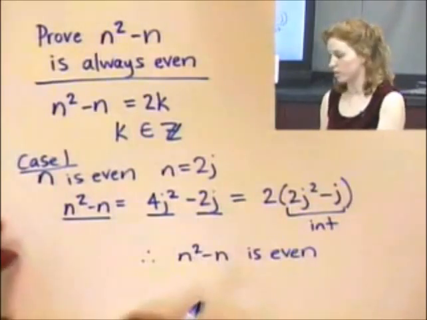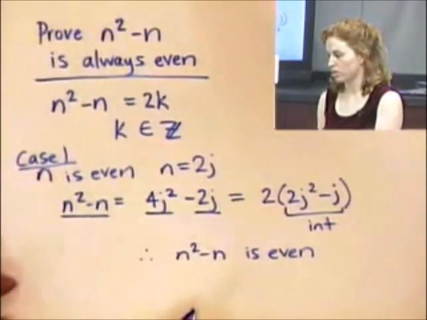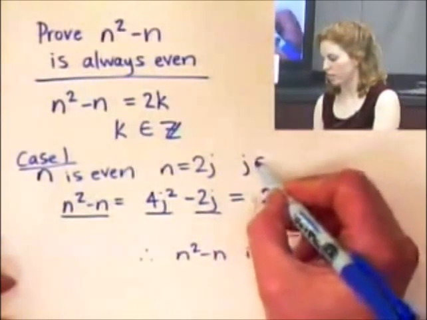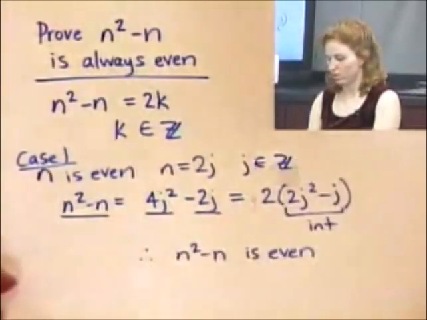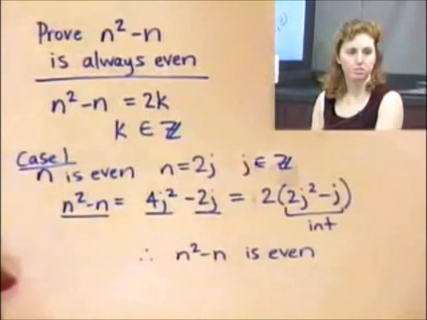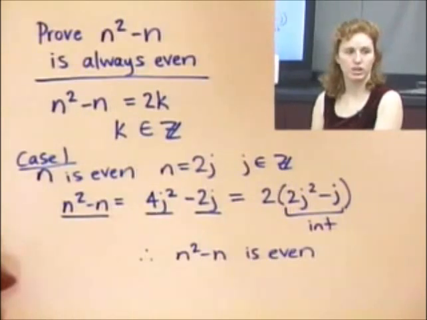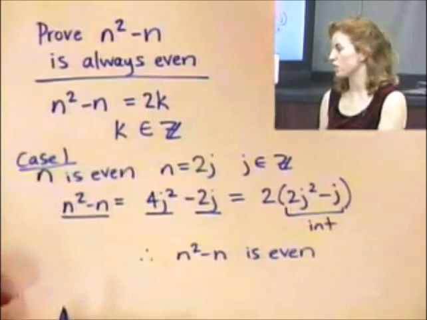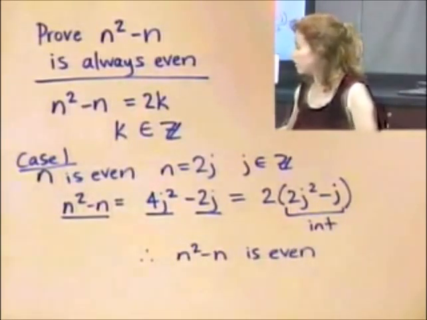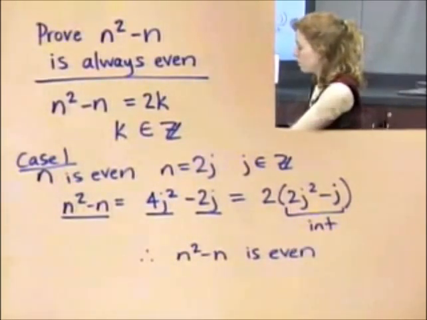Okay, so I have one more case. J is an integer. I mean, couldn't it be like 1/2 or? That's something I assumed here. J is an integer. If n is even, it's the product of 2 and some other integer. Okay. So that was an assumption. When I wrote that n equals 2j, I was assuming that j was an integer, because otherwise n wouldn't be even. So if I write an even number as 2j, how do I write an odd number?